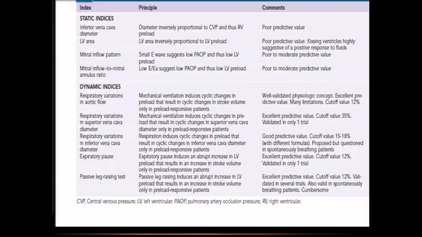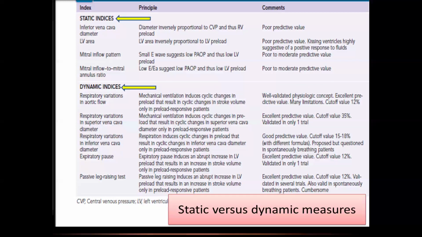We have a lot of parameters, indices, or tools for assessing the preload. In the ICU, traditionally, we use CVP measurement, blood pressure, and other static indices. And we have had, for a long time now, dynamic indices. We will talk about static versus dynamic measurement.